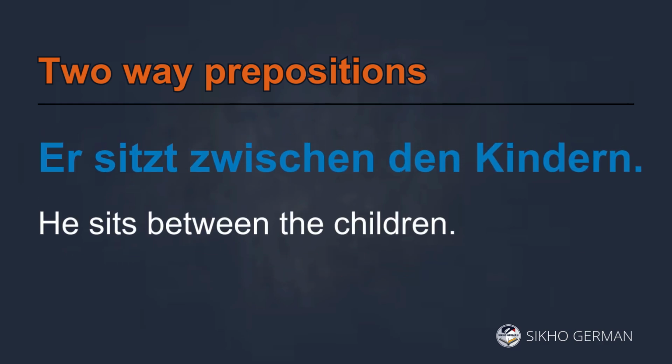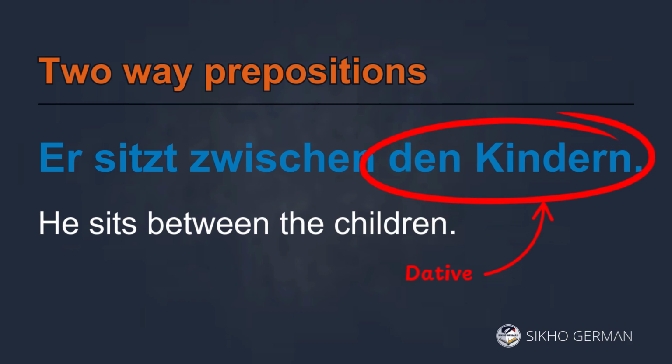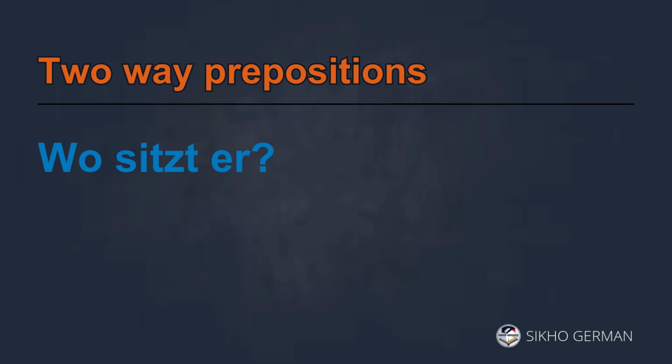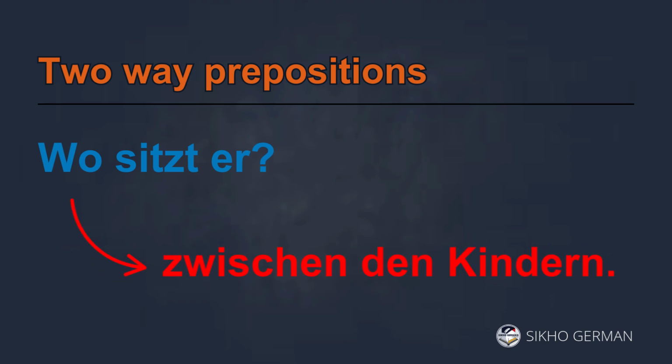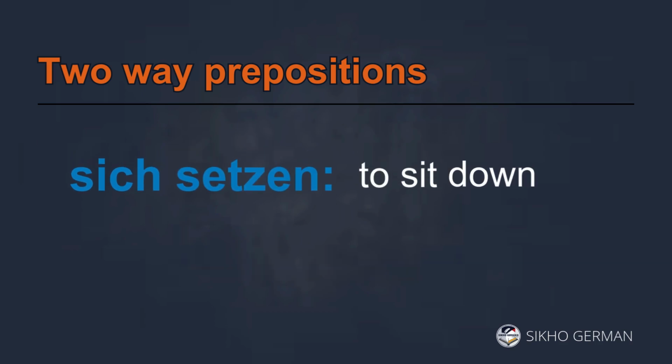Sitzt zwischen den Kindern. He sits between the children. He's already sitting there. This uses dative because there's no movement. He's already positioned between the children. Wo sitzt er? Where is he sitting? Answer, zwischen den Kindern. The plural die becomes den, and we add n to the noun, Kinder, to Kindern, in dative plural. Notice the verb difference. Sich setzen, to sit down, equals movement, equals accusative. Sitzen, to sit or be sitting, equals static, equals dative.